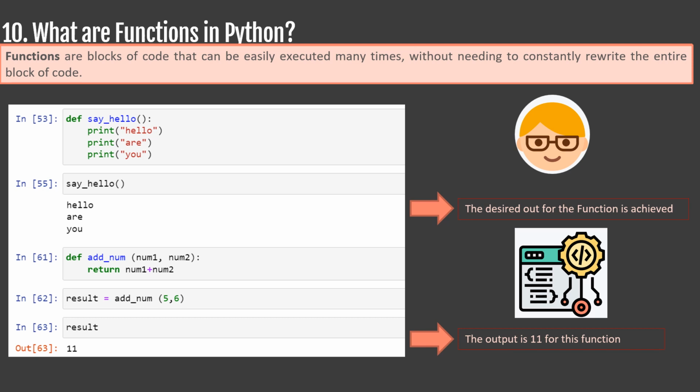In the Python code examples shown above, the function sayHello is a non-parameterized function, and once called, it prints the output as hello are you. The function addNum is a parameterized function, and the two numbers 5, 6 are passed as parameters, and hence the result 11 appeared as the output.